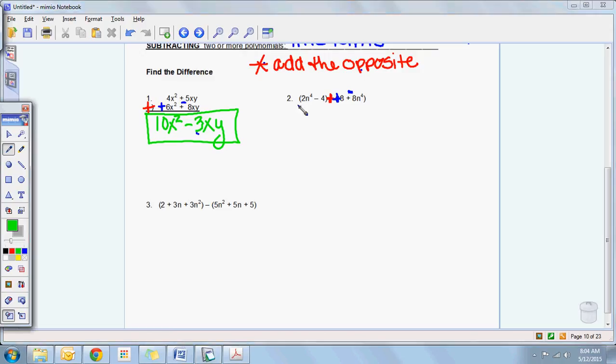Now we have to look for our like terms. So I have 2n to the 4th plus, I see a like term over here, -8n to the 4th. So that's going to give me a -6n to the 4th. And then I'm going to look for my other set of like terms. So I see a -4 plus a +8. So I have plus 4. Okay, and those aren't like terms, so that is my final answer.